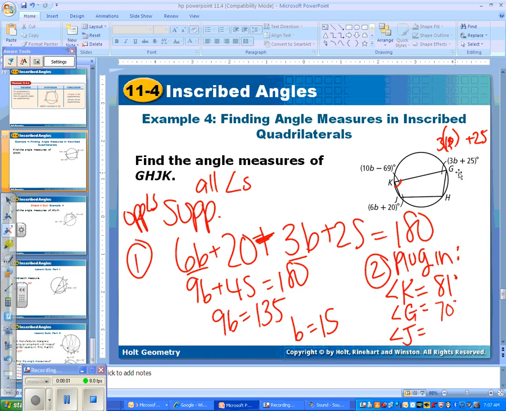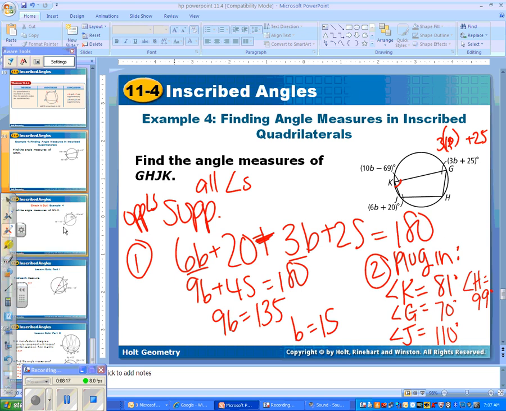We know that these two have to be supplementary. So if this is 70, that means angle J has to be 110 degrees. And same thing with angle K and angle H. They have to be supplementary. So if this is 180, then this one has to be 99 degrees, right? 81 plus 99, 180, sweet. So that's how you do this one.